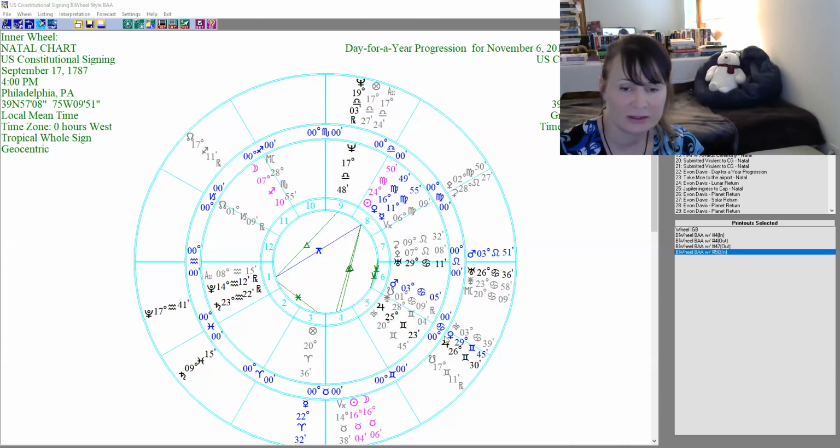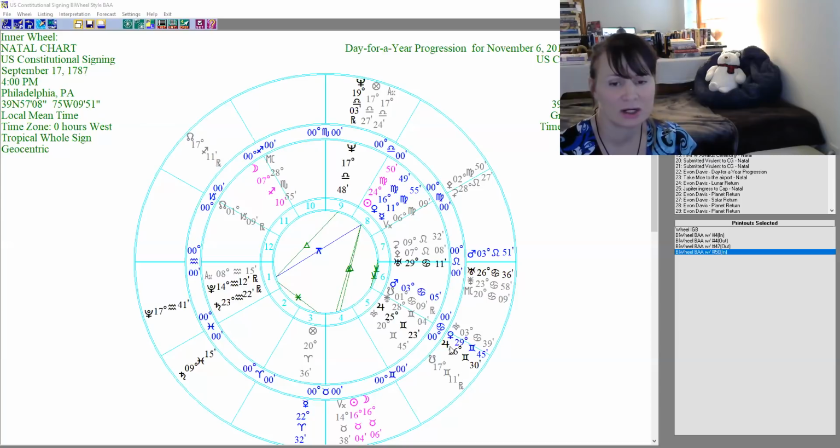And then the other thing is over here in the progress chart, we see Jupiter conjunct Venus. Originally in the natal chart, it was Jupiter conjunct Juno, which I mentioned before, that Jupiter and Juno have a kind of complicated relationship. They're married, and yet it also denotes some potential for abuse. And so consider that this chart was made when, let's see, September 17th, 1787, when the Constitution was signed.